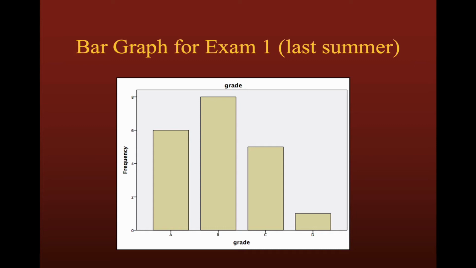Here's a bar graph for the data that I reported a few minutes ago for students' grades in the first part of exam one, right? As you can see here, we have a bar indicating that there were 6 A's, 8 B's, 5 C's, and 1 D. Again, there's a space between the bars because these are distinct categories. When it's continuous data, you don't have spaces in between the different bars. But for categorical data, you do.